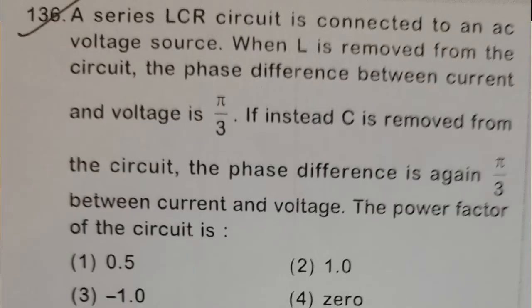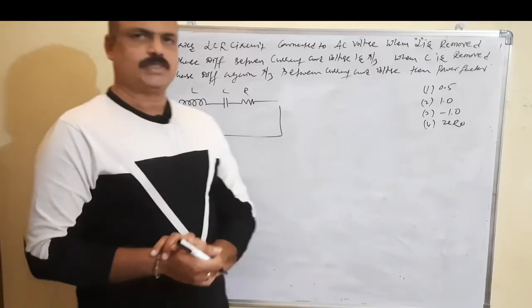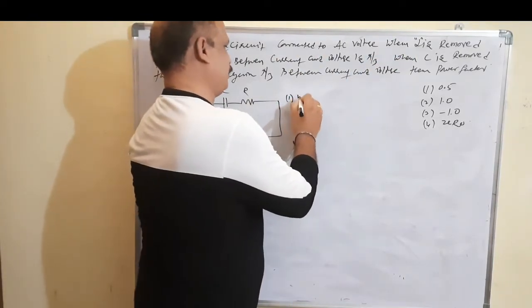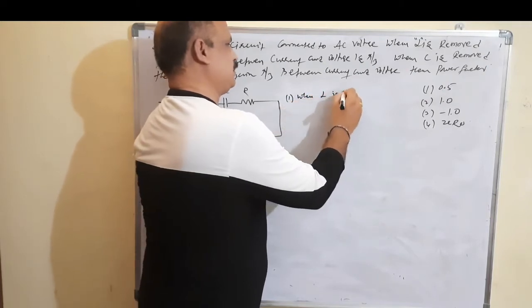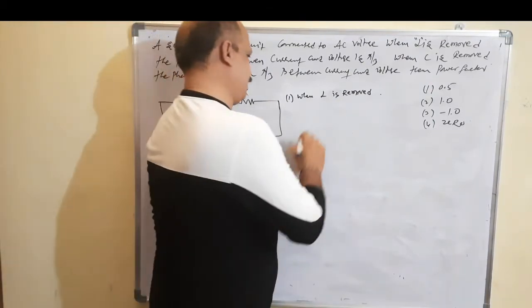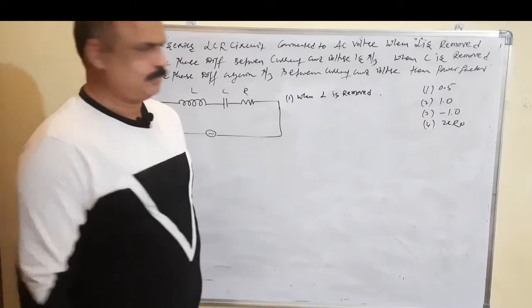A series LCR circuit is connected to AC voltage. When L is removed, the phase difference between current and voltage is pi by 3. When C is removed, the phase difference between current and voltage is again pi by 3. Then find the power factor. So this is an LCR circuit. Let us choose the first case: when L is removed, we draw the phasor diagram.